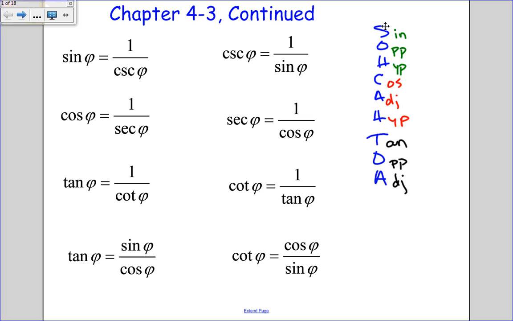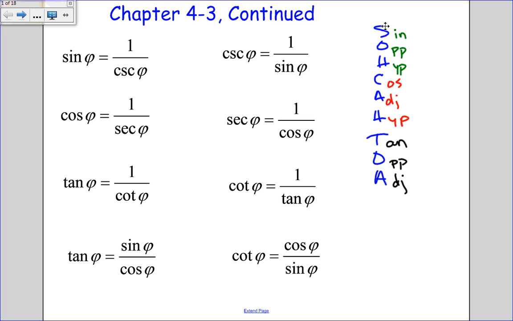So sine of phi is 1 over the cosecant of phi, and the cosecant of phi is 1 over the sine of phi. They're reciprocals of each other. Cosine is 1 over secant, secant is 1 over cosine. Tangent is 1 over cotangent, cotangent is 1 over tangent. And then the very special one at the bottom: tangent is sine over cosine, which means the cotangent is cosine over sine. These are your 6 trig definitions being used in each other.